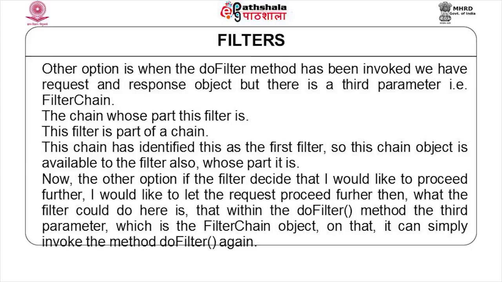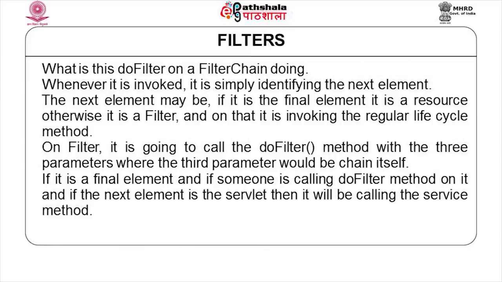See, what is this do filter on a filter chain doing? Whenever it is invoked, it is simply identifying the next element. The next element may be a final element, which is the resource, otherwise it is a filter, and on that it is invoking the regular life cycle method. For example, if it is a filter, it is going to call the do filter method with 3 parameters, where the third parameter would be the chain itself. Fine, the request, response object and the chain itself.